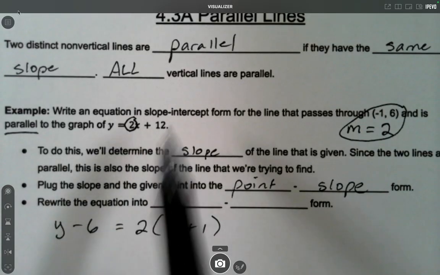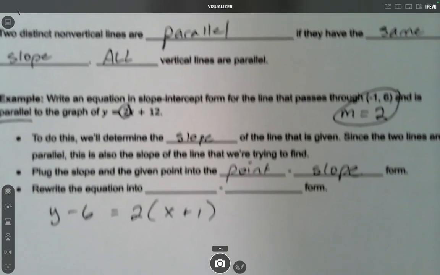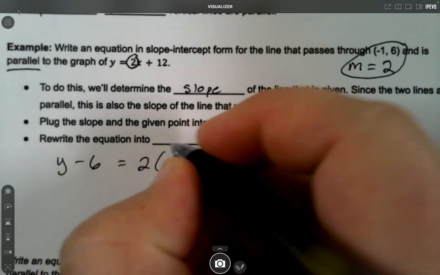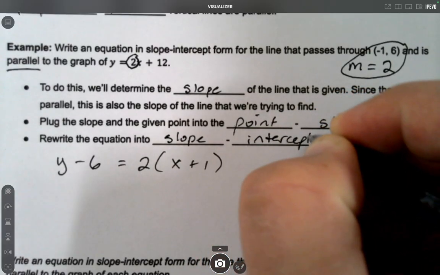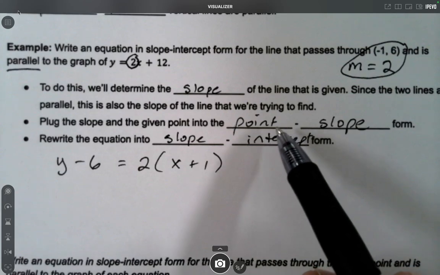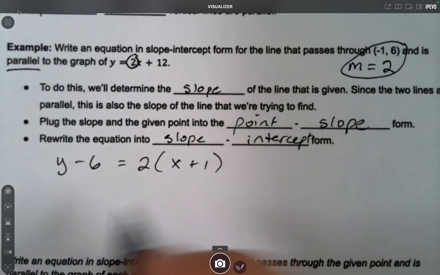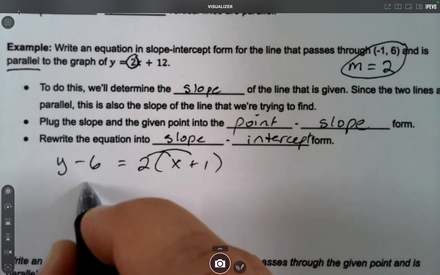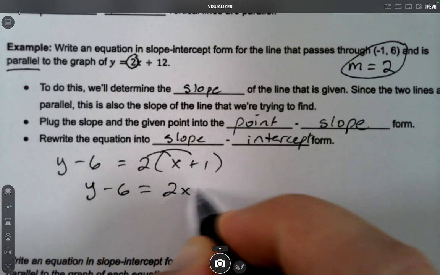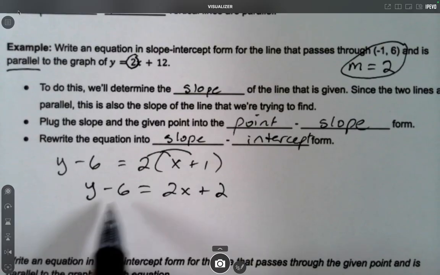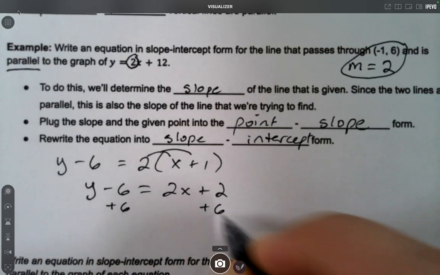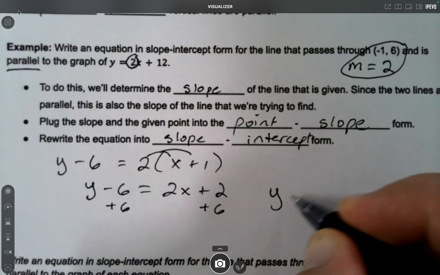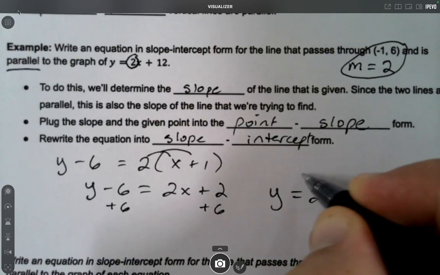But they did ask for it in slope-intercept form. So our final step is to rewrite the equation into slope-intercept form, and that takes just 2 steps. There's always just 2 steps when you're transitioning from point slope to slope-intercept. That's to distribute the slope and then move the constant that's over here at the y over to the other side. In this case, it's adding. Sometimes it might be subtracting, but either adding or subtracting to move that term over. So our final answer is y equals 2x plus 8.